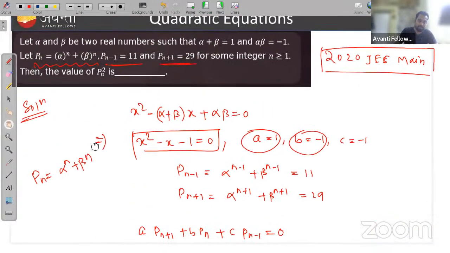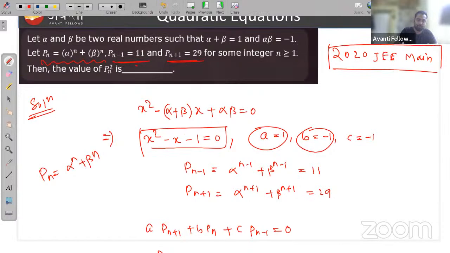How easy this question is. So 324 is your answer. It's a numerical question asked in 2020 JEE.